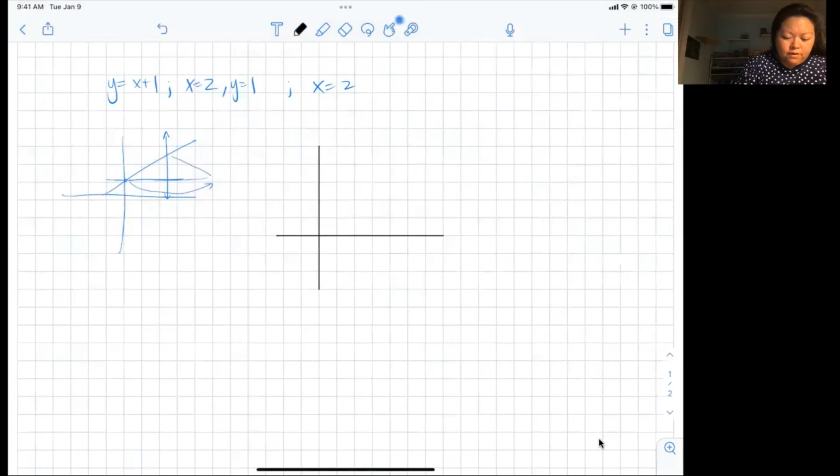1, 2, 3, 4, 5. 1, 2, 3, oopsies. 1, 2, 3, 4.